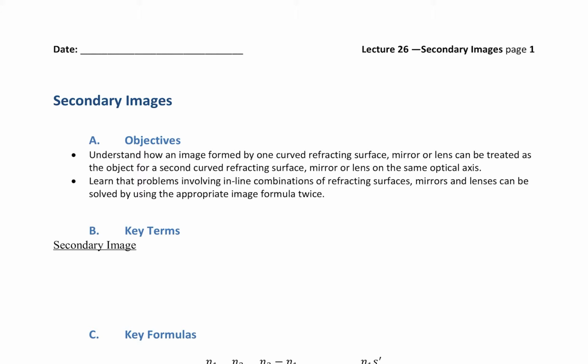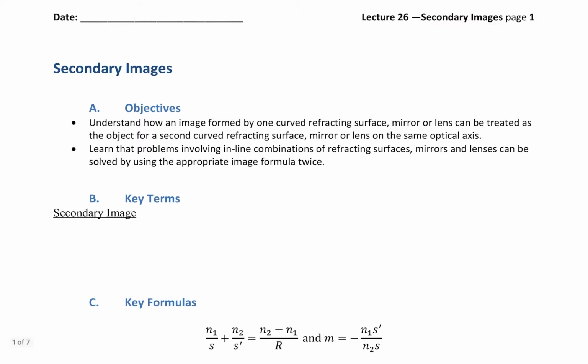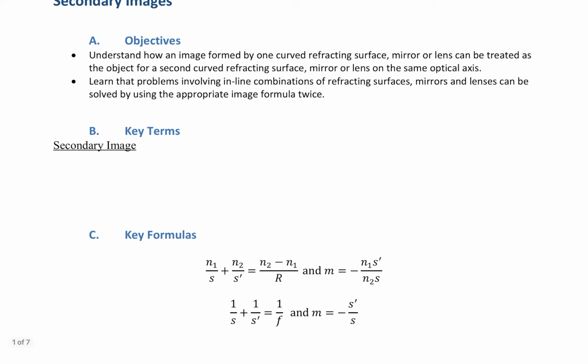But with that introduction out of the way, let's talk about our objectives, because we have a pretty simple objective here: to talk about secondary images. We want to understand how an image formed by one curved refracting surface, mirror, or lens, the three cases of image formation, can be treated as the object for a second curved refracting surface, mirror, or lens on the same optical axis. So we treat one image as the object for the next device, a mirror for example, and that next device creates an image from that previous image that we treated as an object. It's just a two-step process.